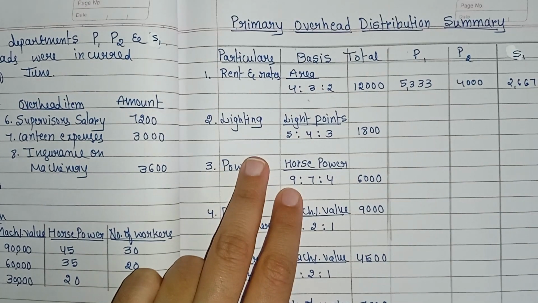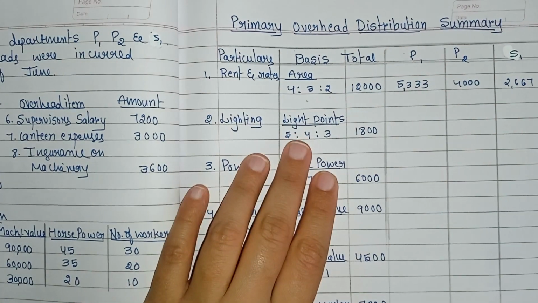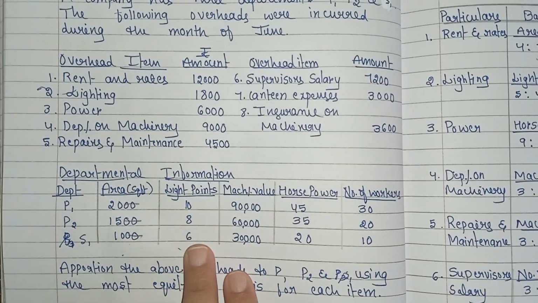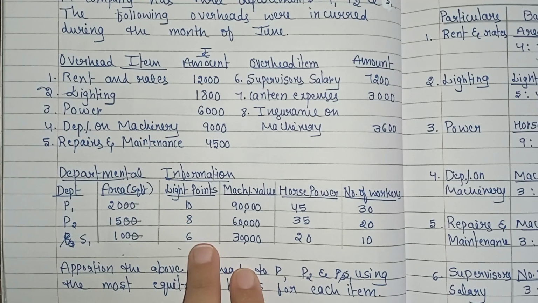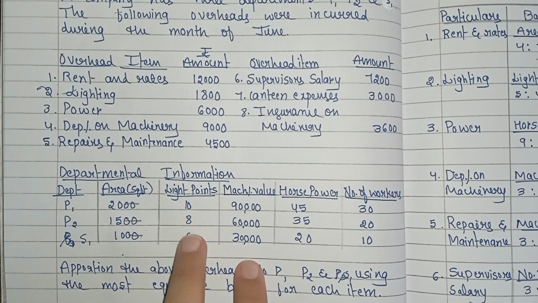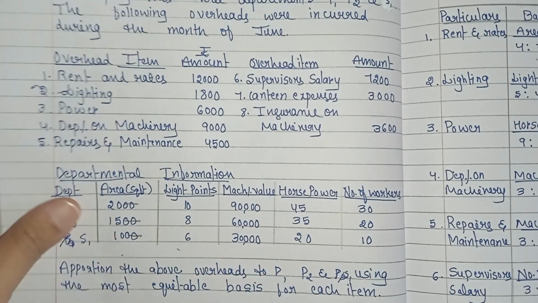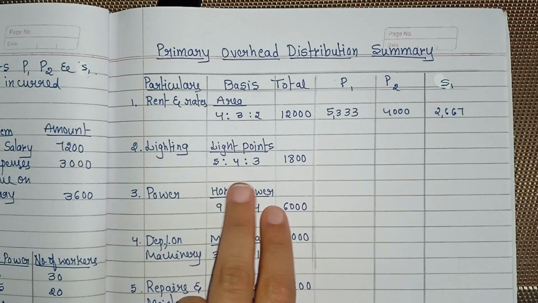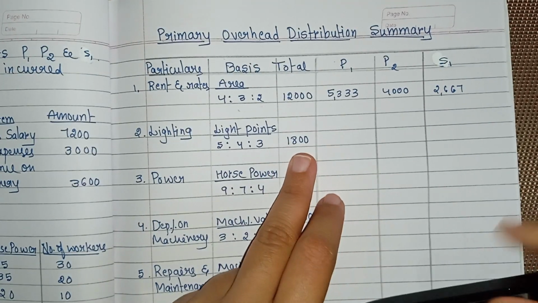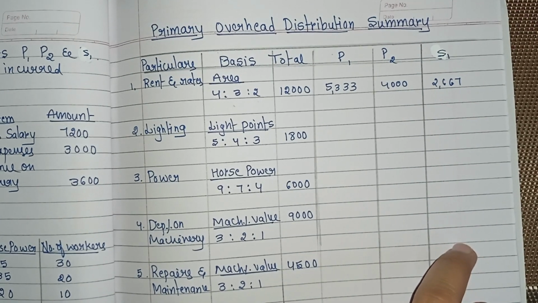Next one, lighting. Lighting we need to apportion on the basis of light points. So here the light points are 10, 8, 6. We need to divide these by 2: 2 5s are 10, 2 4s are 8 and 2 3s are 6. Our ratio is 5:4:3. So the amount of lighting is rupees 1800, right?